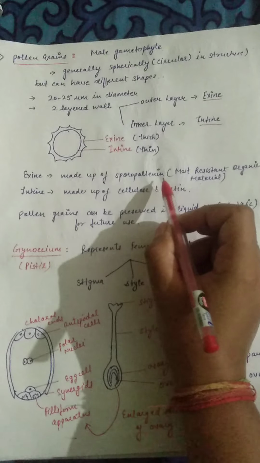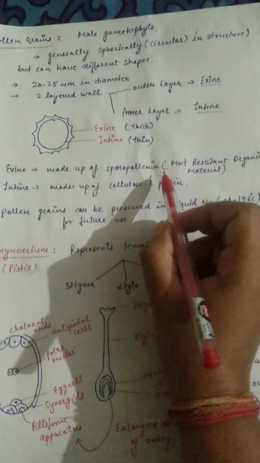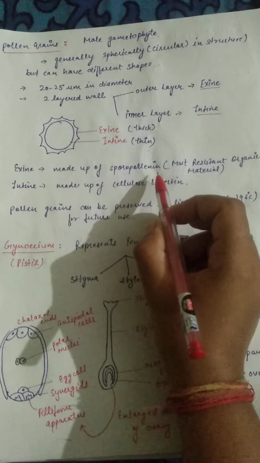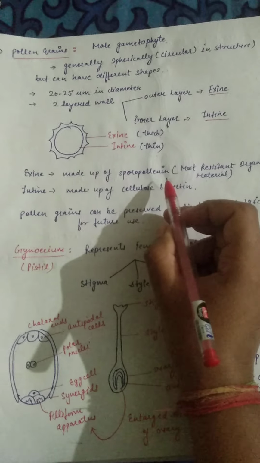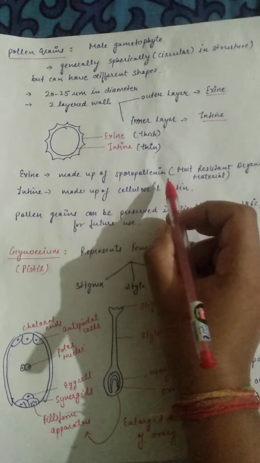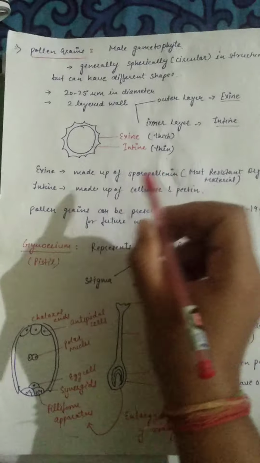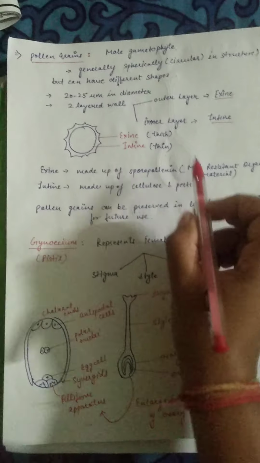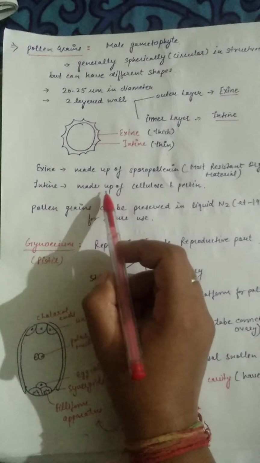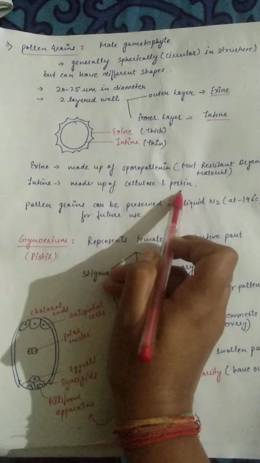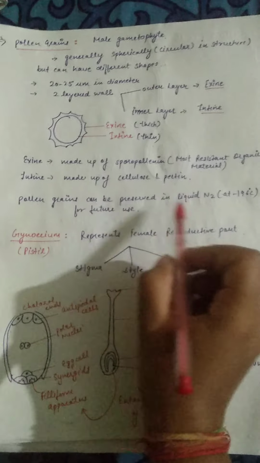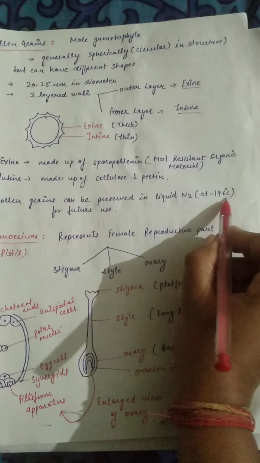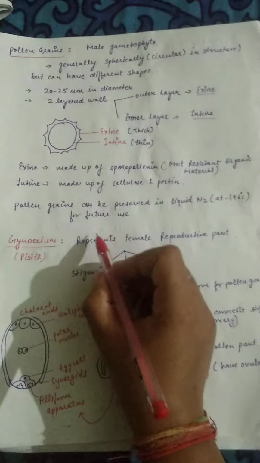Highly resistant means that it can survive in any conditions, maybe alkali, base, or acidic conditions, or high chemical conditions, or it can survive in higher or lower temperatures. That's why pollen grain can be preserved. Next, intine is made up of cellulose and pectin. Pollen grains can be preserved in liquid nitrogen at minus 196 degrees Celsius for future use.